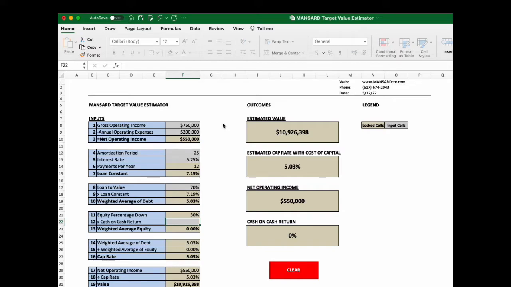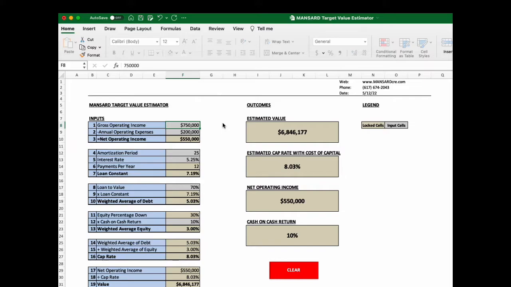We have 30% of the purchase going in as equity out of our investor's pocket, and the investor is going to want a cash on cash return. So if we make an assumption of what that cash on cash return should be, we're going to then get a cap rate that would support that. So let's say that the investor is looking for a 10% cash on cash return. We now have an 8.03% cap rate. That cap rate is made up of 70% debt and 30% equity.